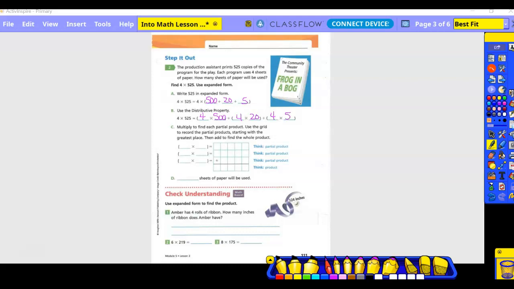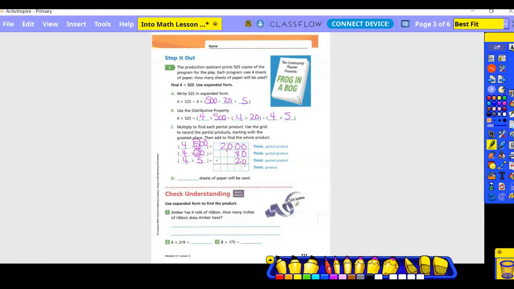Okay, so multiply to find each partial product. Use the grid to record the partial products, starting with the greatest place value. Then add to find the whole product. So 4 times 500, or 5 in a box, that gives us 2,000, 20 with 2 zeros. Then 4 times 20, put 2 in our box. 4 times 2 is 8, and add a 0. 4 times 5 is 20.